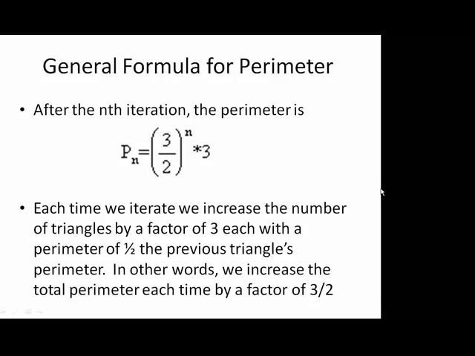This is the explanation on how to find the perimeter of Sierpinski's triangle. After the nth iteration, the general formula for the perimeter is P of n equals (3/2) to the n power times 3. Each time we iterate, we increase the number of triangles by a factor of 3, each with a perimeter of half the previous triangle's perimeter. In other words, we increase the total perimeter each time by a factor of 3/2.